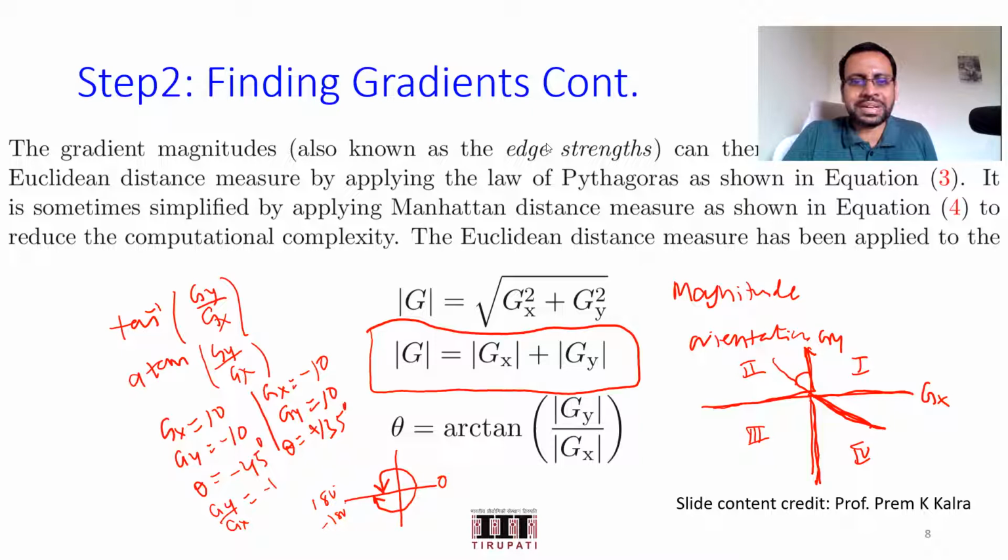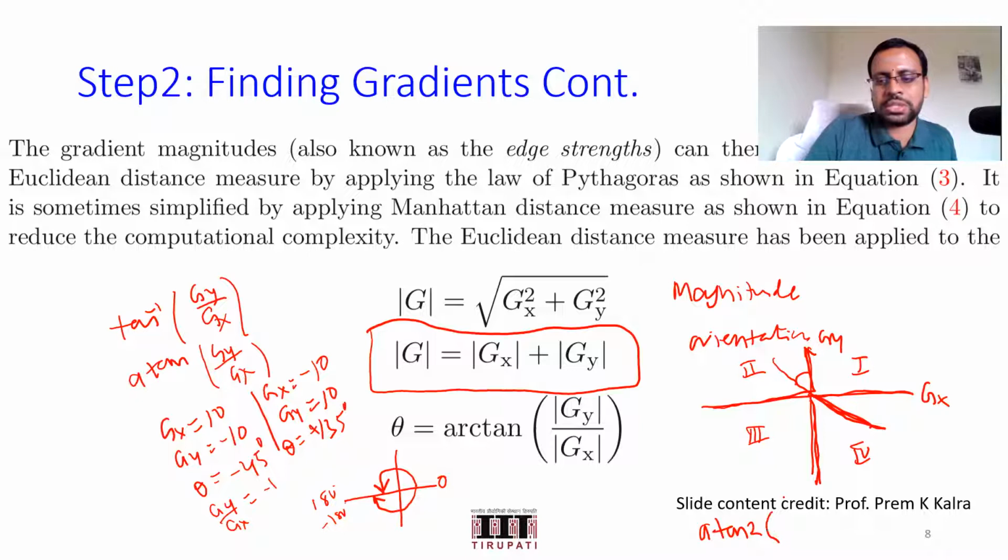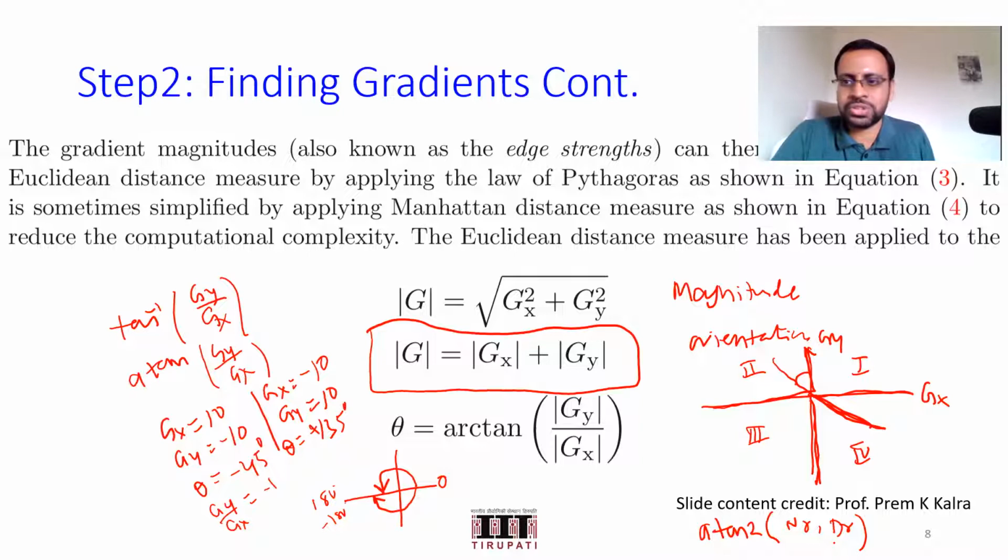There is some other command in MATLAB where you could give the numerator and denominator separately for an arctan function. See, currently atan takes a single argument where you do gy by gx and give it. Rather, what you want here is to separately keep track of the signs of both gx and gy. So there is one more command I want you to bring your attention to, which is atan2. I don't know whether it first takes the numerator or the denominator. You work it out. It does take two arguments.